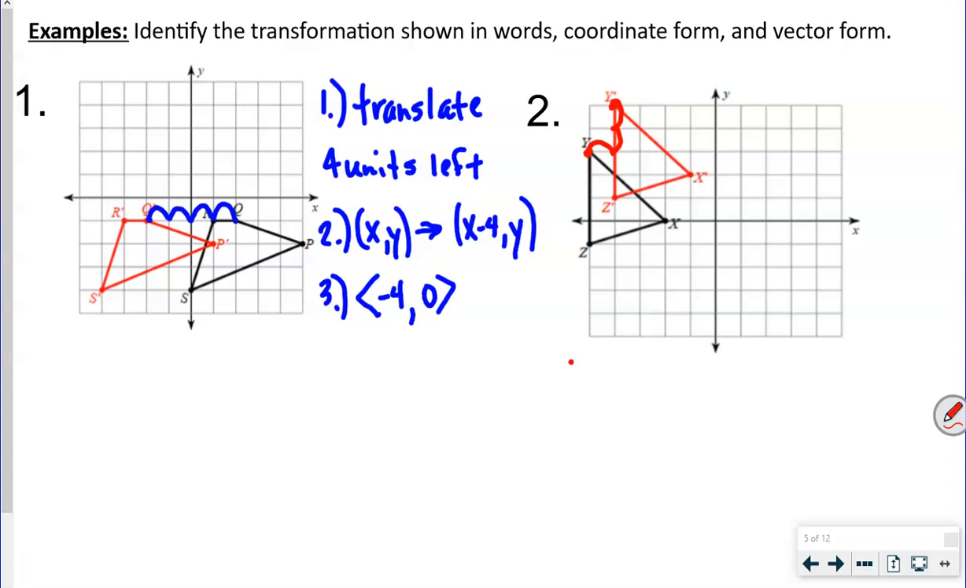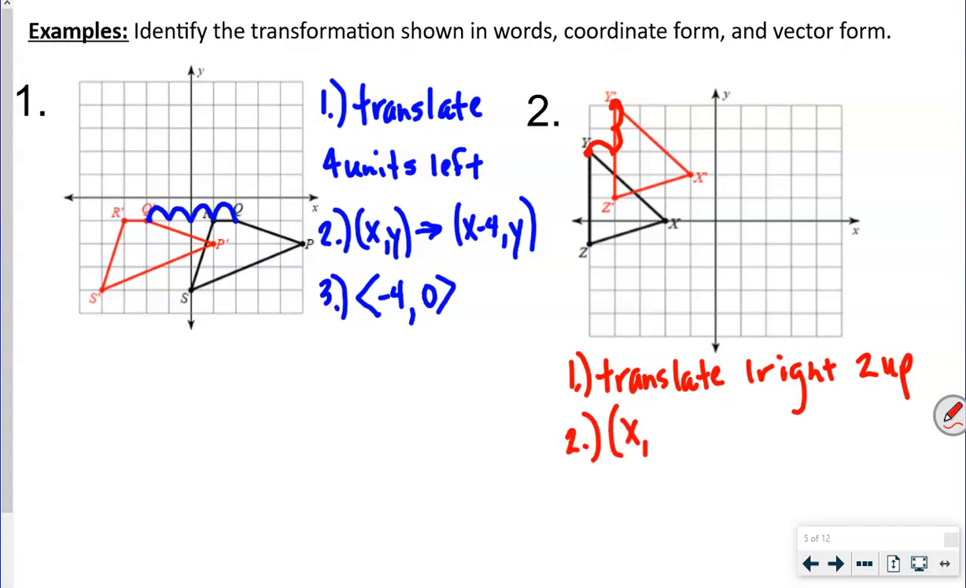So our first point here is we're going to translate 1 right and 2 up. Okay. Now let's talk about how we would write this in coordinate form. Okay, so in coordinate form, we're going to do our x and our y, and right means positive and up means positive, right?